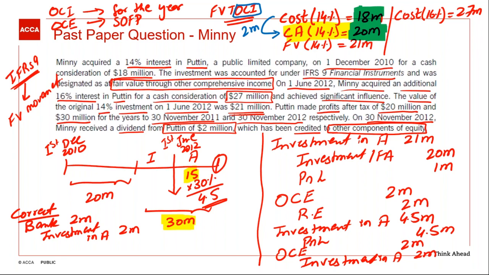Abdul Qadir is saying, sir, could you please elaborate further for the reason why we need to transfer OCI to retained earnings? Abdul Qadir, we have discussed this in the previous session in day one. You can check the recorded videos over there.